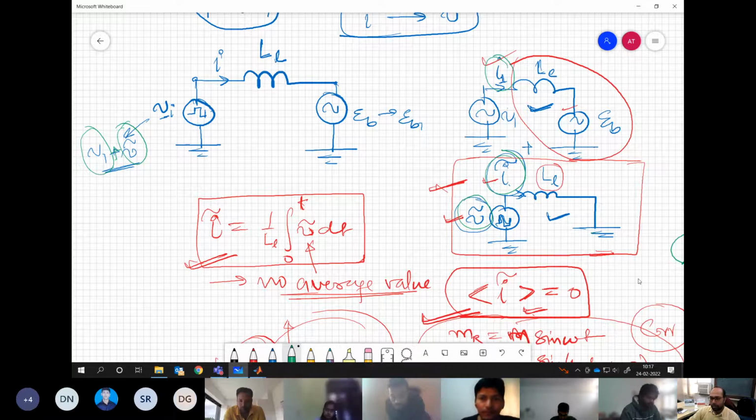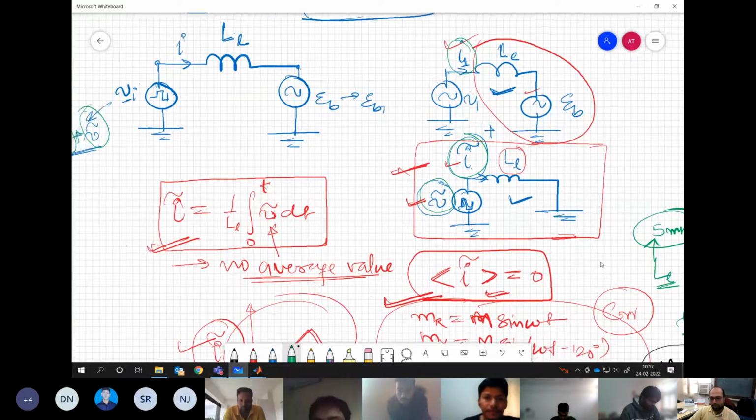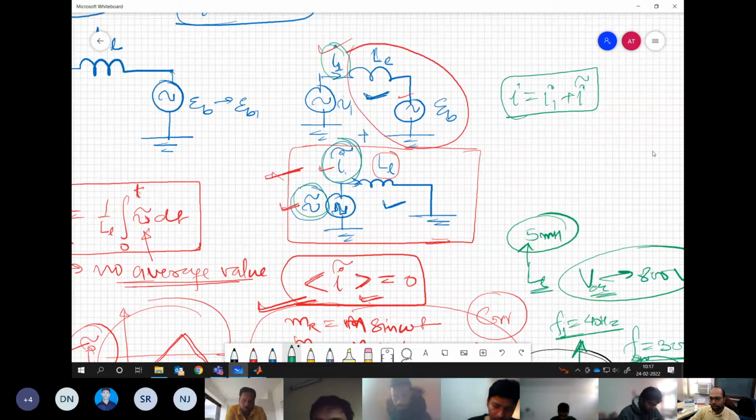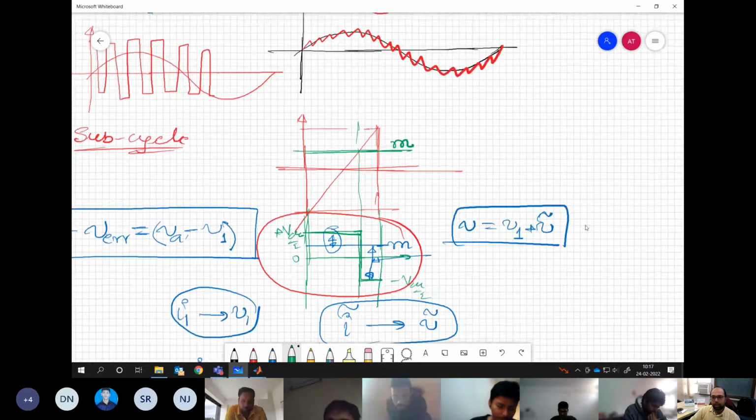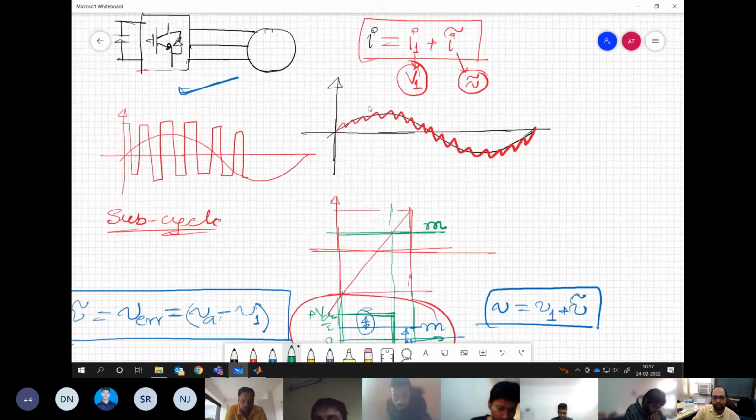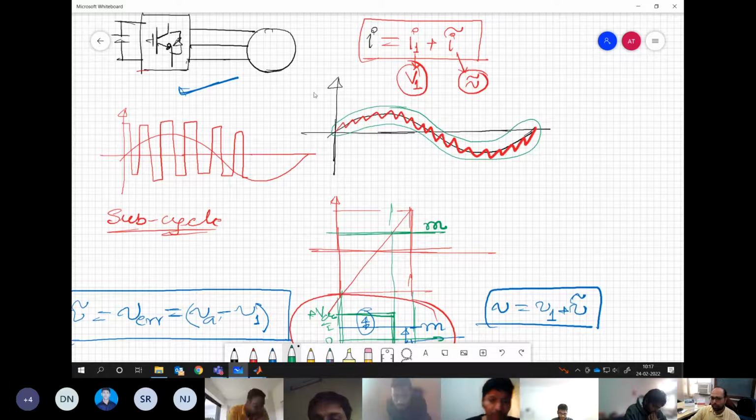Yes, sir. Okay. And because we are talking about a linear system, the total current flowing into the system is basically the sum of these two, the ripple current plus the fundamental component. So we can solve these two separately and come up with the actual current, which may look like this: fundamental superimposed with the ripple. There will be a band of ripple sitting on the fundamental component. Correct?